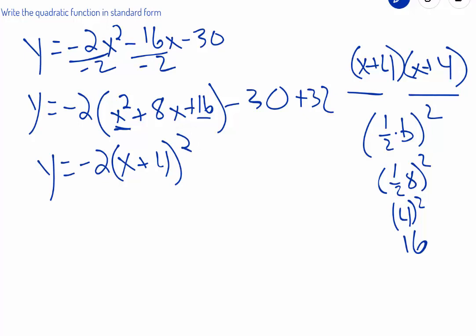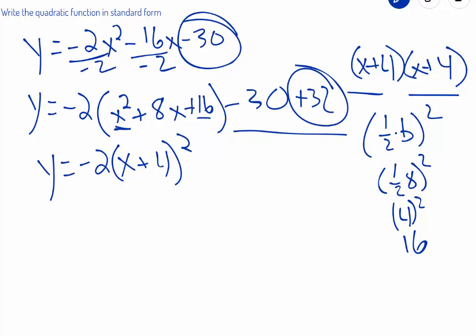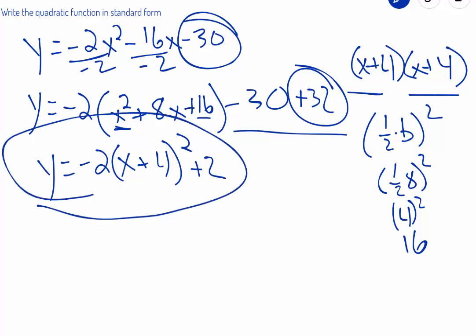Now, back here at the end of the equation, we had that -30 from the beginning, but we had to add 32 to it to balance it out. And a -30 plus 32 here at the end leaves us with a +2. This gives us our equation in vertex form.